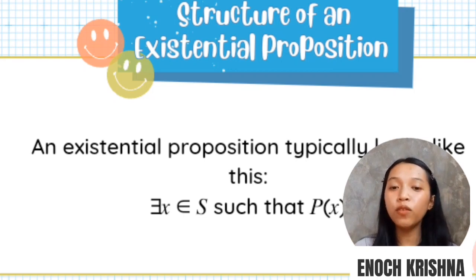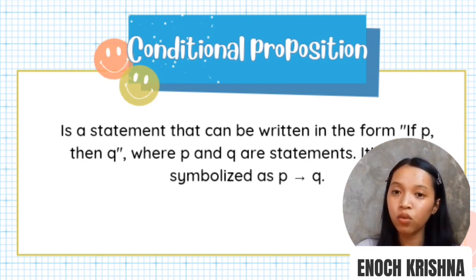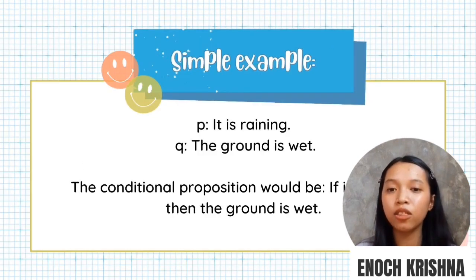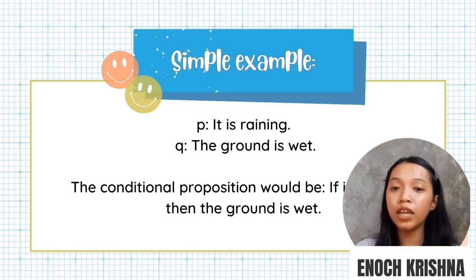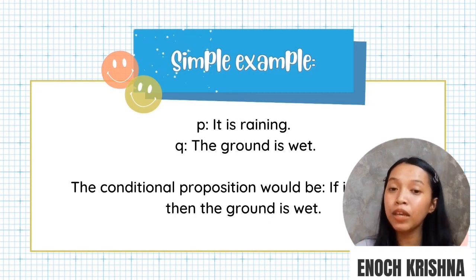true. Now, moving forward to the other type of proposition, we have here the conditional proposition. It is a statement that can be written in the form if P then Q, where P and Q are statements, and it's often symbolized as letter P and then an arrow towards letter Q. For example, our P here is "it is raining" while our Q is "the ground is wet." So the conditional proposition would be: if it is raining, then the ground is wet. Now, we have here the types of conditional statement, namely the implication, inverse, converse, and contrapositive.